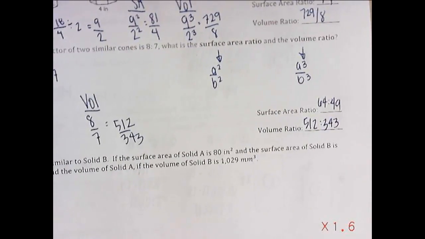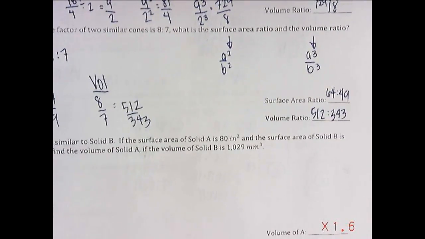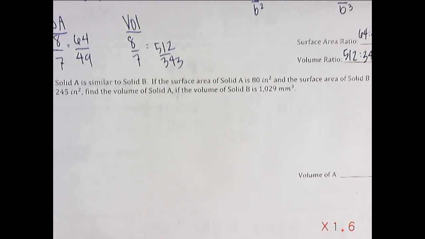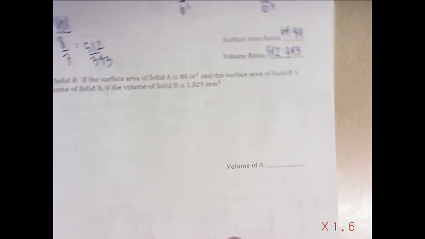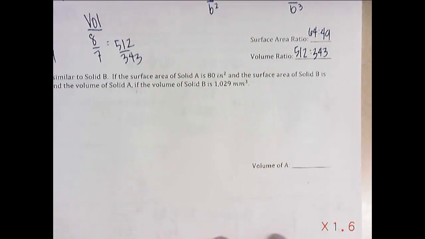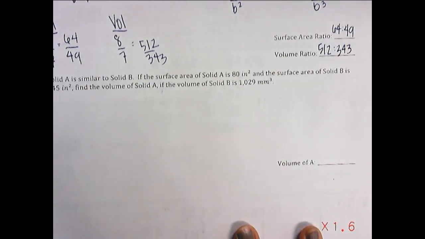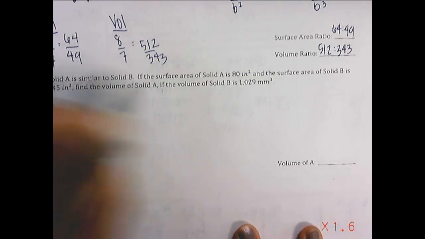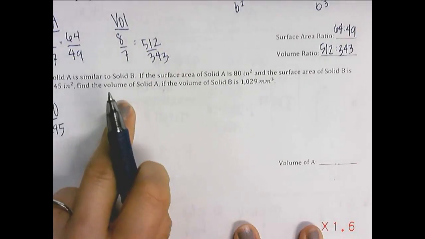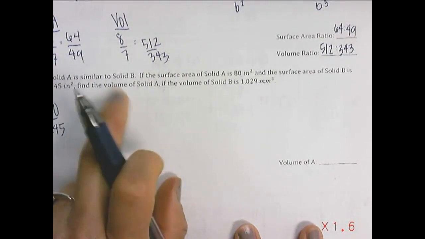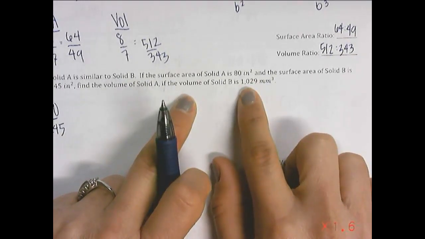All right. Hopefully I'm not going too fast. I just don't want this to be too long. Okay, solid A is similar to solid B. Solid A is similar to solid B. If the surface area of solid A is 80 inches and the surface area of solid B is 245, find the volume of solid A if the volume of solid B is 1029.